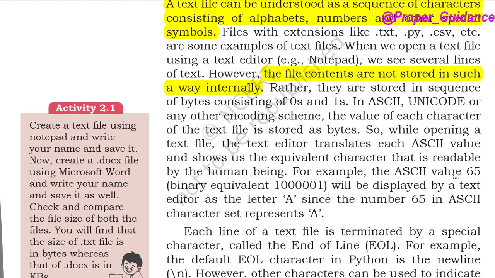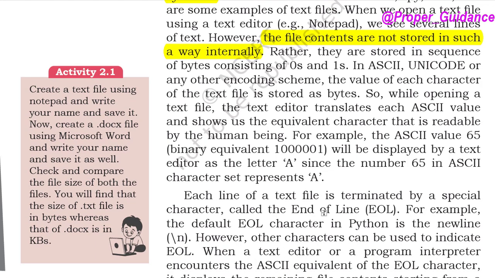For example, the ASCII value 65, in its binary equivalent, will be displayed by a text editor as the letter A, since the number 65 in the ASCII character set represents A.